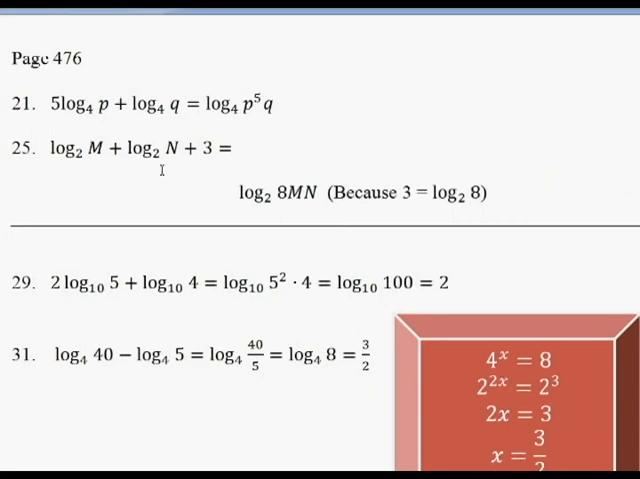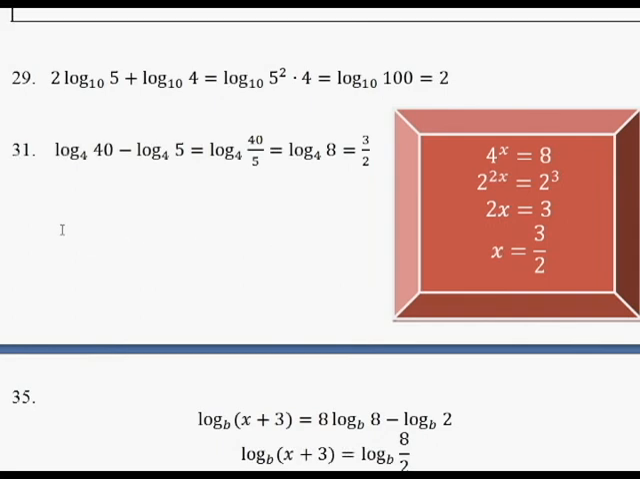On this one, log base 2 of m plus implies that we're going to be multiplying these two, m and n, log base 2 of n, plus 3. Well, what is 3 in a logarithm? 3 is equal to the log base 2 of 8. So, because that's the log base 2 of 8, I have 8, which is being multiplied by the n, and then by the m. So I have the log base 2 of 8mn.